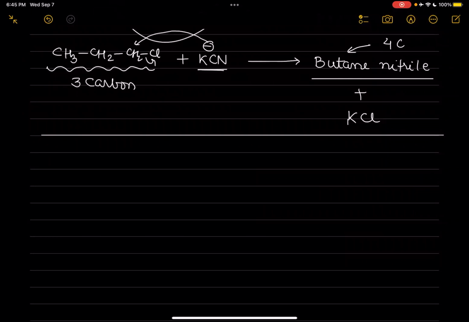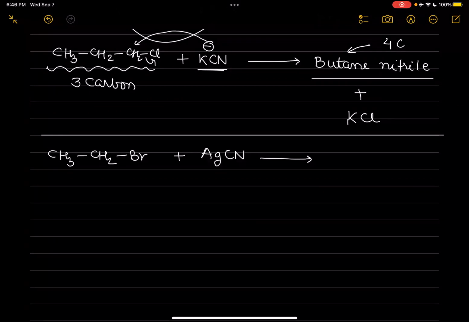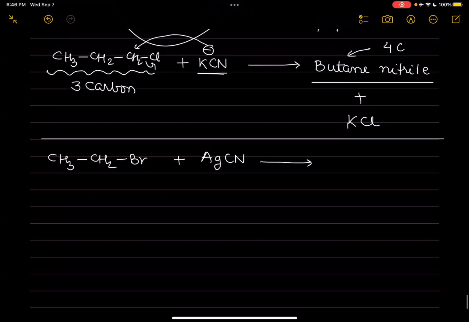Ryan, what do you expect if you take CH3, CH2, Br and AgCN? Any idea? Imad, Anushka, Zen, tell me. Is it, Ryan, Finkelstein reaction? It is not Finkelstein. Finkelstein is NaI. Oh, but it will be CH3, CH2, CN, and then AgBr, right?